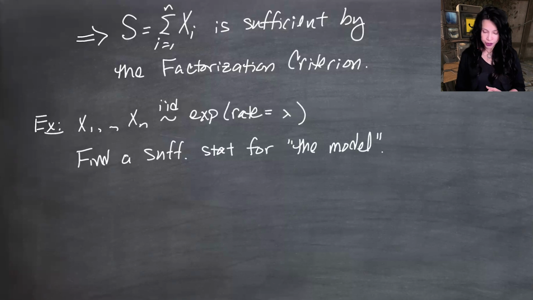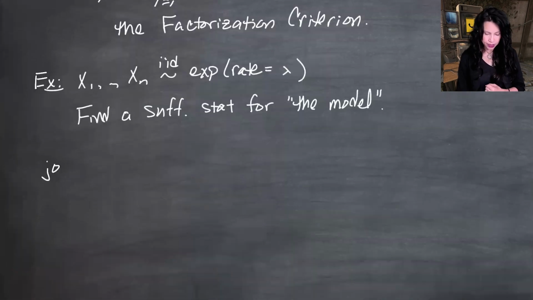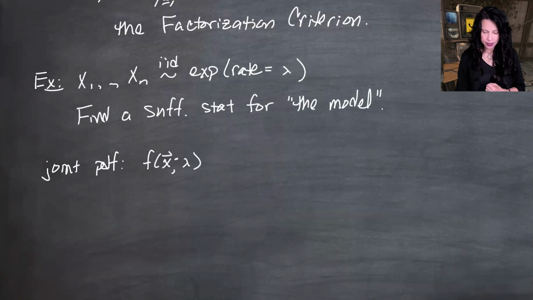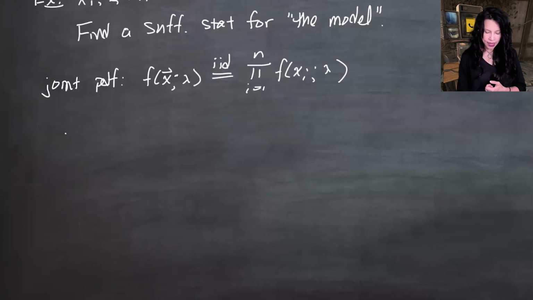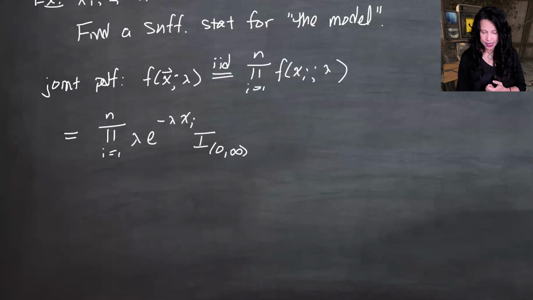We're going to try Neyman's factorization criterion. So we want to look at the joint PDF. This is f of the vector x and lambda. These are IID random variables, so we get it by looking at the product of one PDF over and over again with the different xi's plugged in. And for the exponential, this is the product of lambda e to the minus lambda xi and an indicator that says that xi is somewhere between 0 and infinity.